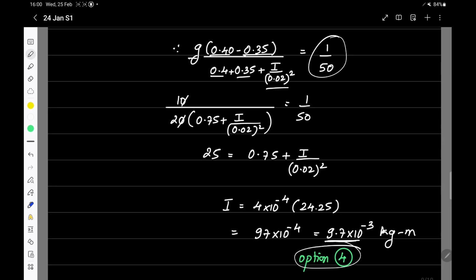Now the closest answer to this is option 4, and you will get exactly option 4 if you take g as 9.8. But for calculation simplicity, I have taken g as 10.